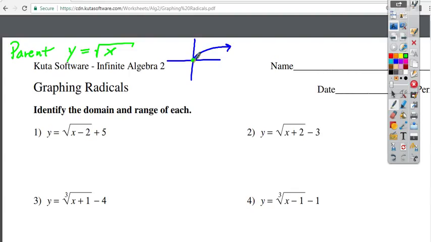Now, let me go through these transformations real quick and refresh your memory. And somewhere on the page you need to write this stuff down. I know I'm going to be writing over some things, but let's see if I can make things look a little better here.